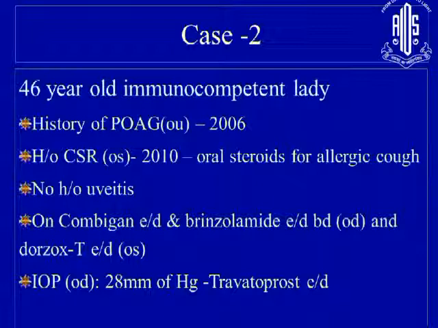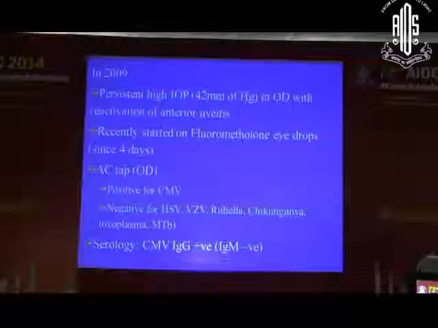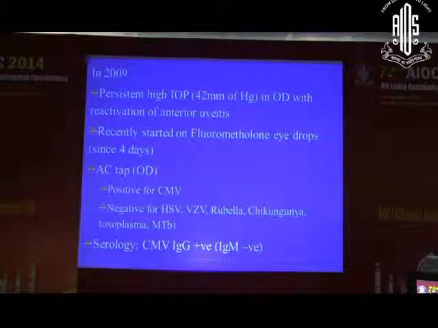The second case is a 40-year-old immunocompetent lady. Again, she has a history of primary open-angle glaucoma. She had the characteristic Fuchs heterochromic iridocyclitis with glaucoma in 2005, and that time the IOP maximum recorded was 28. The ophthalmologist had started her on fluorometholone eye drops along with a second drug for control of the inflammation and the pressures. In 2009, she came to us with a very high IOP of 42 with reactivation of anterior uveitis. She was recently started on fluorometholone 4 days ago, and the IOP was not coming down.